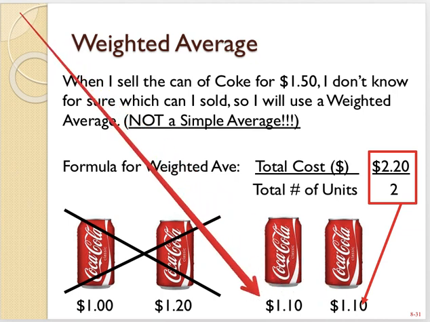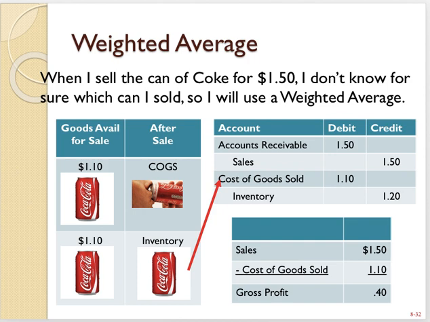So now, if we look at our journal entries, our goods available for sale now look like 2 cans at $1.10 each. So it really doesn't matter which can you use.